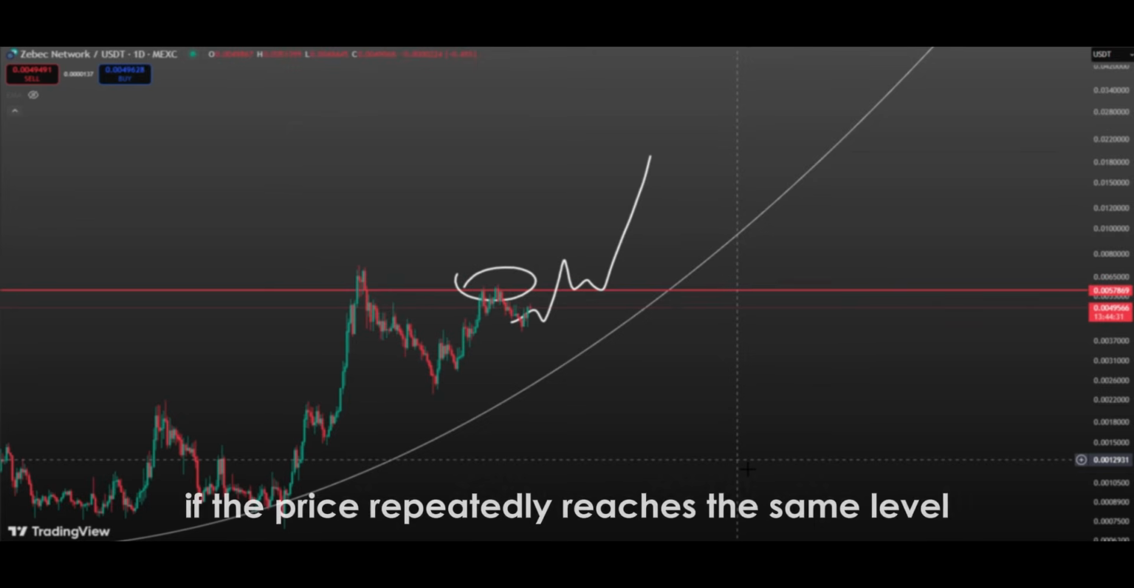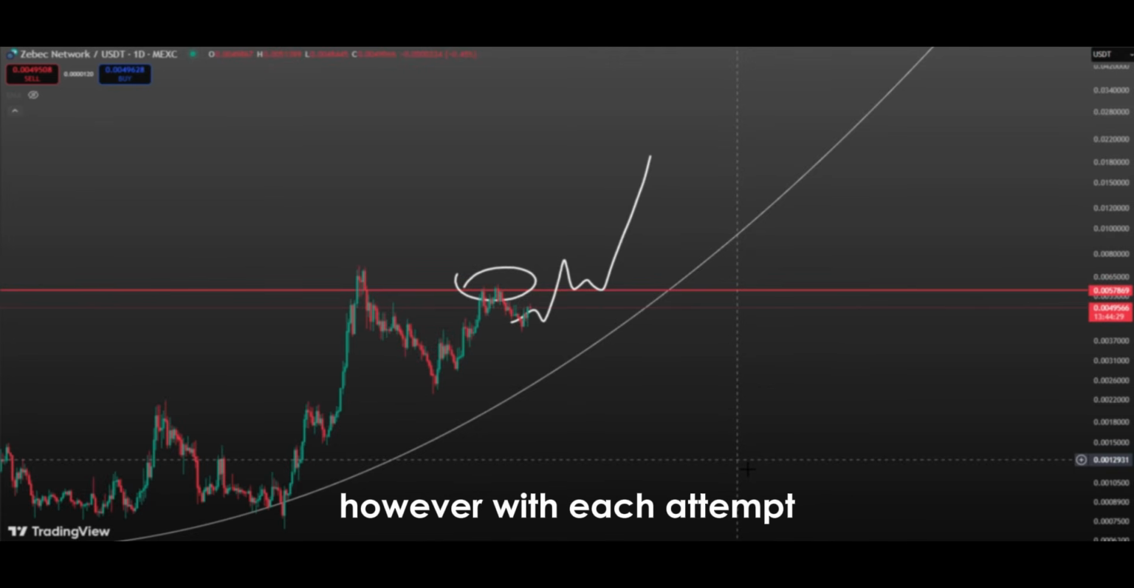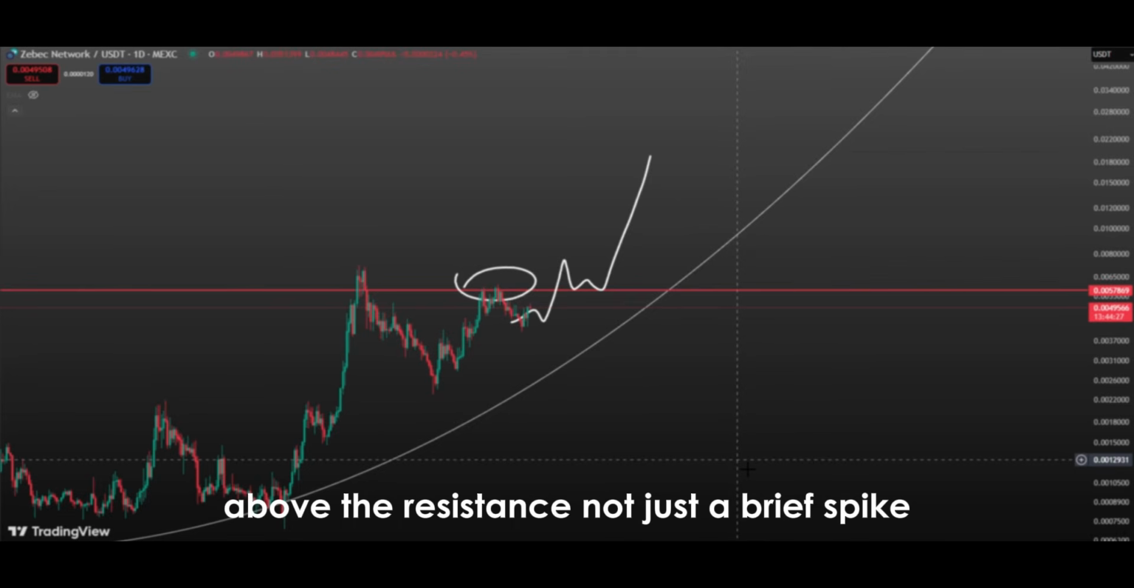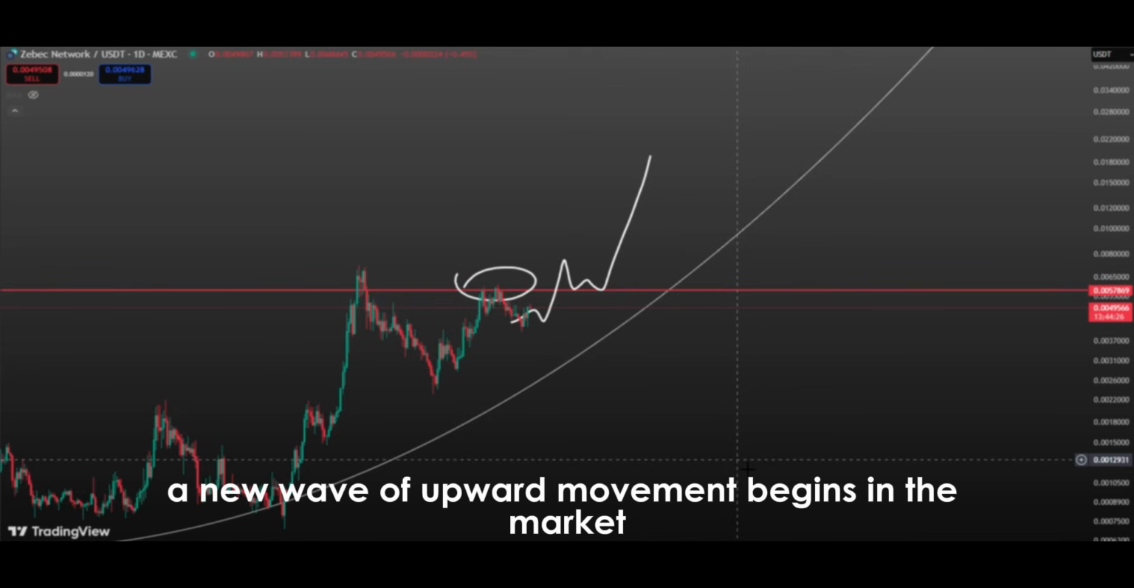This is why, until resistance is broken, the upward movement of the price remains limited. For example, if the price repeatedly reaches the same level and turns back, this signals the presence of a strong barrier. However, with each attempt, the power of the sellers decreases, and eventually the breakout occurs. For this breakout to be valid, the price must make sustained closes above the resistance. Not just a brief spike, but clear and high volume closes confirm the breakout. As a result, a new wave of upward movement begins in the market.